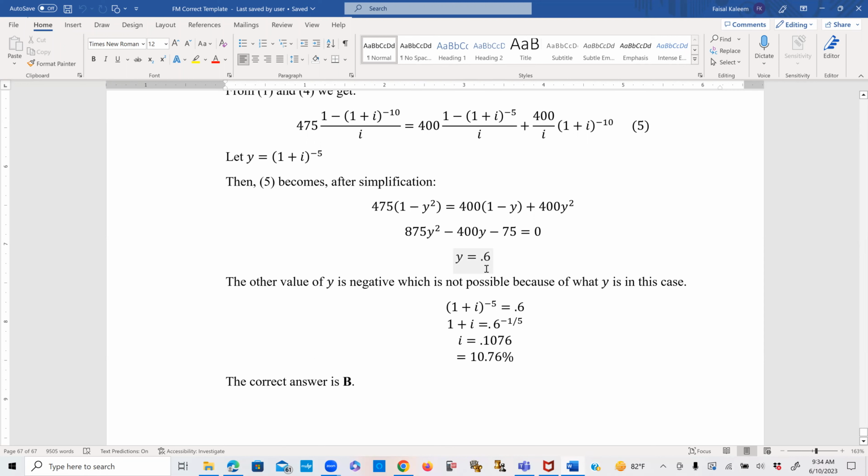The other value is negative, and that cannot be because y is an exponential function, which can never be negative. So we have (1 plus i) to the negative 5 is 0.6, and we take the negative 1/5 root of both sides. We evaluate 0.6 to the negative 1/5, and then subtract 1, so i comes out to be 0.1076, which is 10.76%, which is choice B.